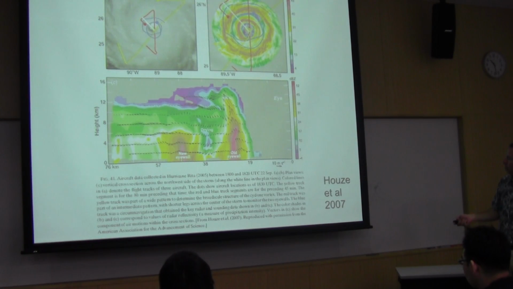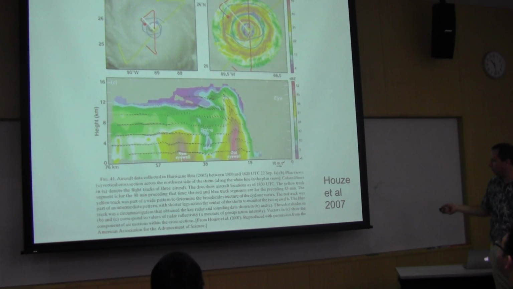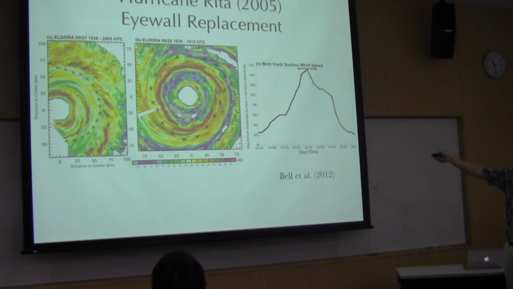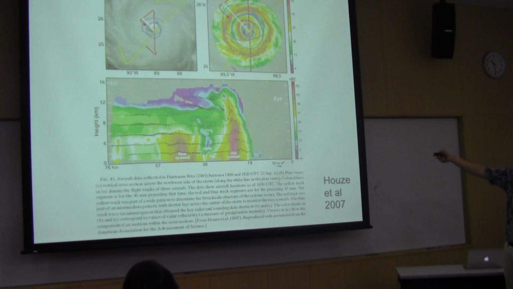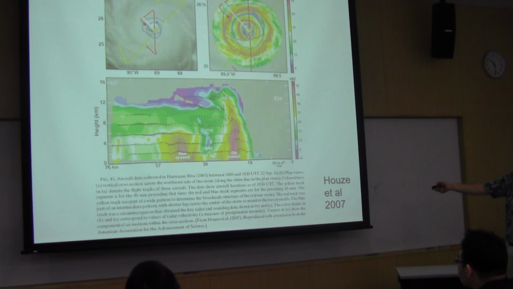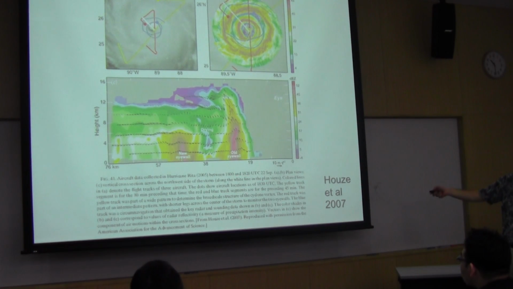And so the first paper that we published on this, Bob House wrote in 2007, is in Science magazine. Here at the top are the 3 aircraft that were flying at this same time. This is basically the same time as this here, roughly. This is 1838 to 1915. And this is 1800 to 1820, so just right before that.